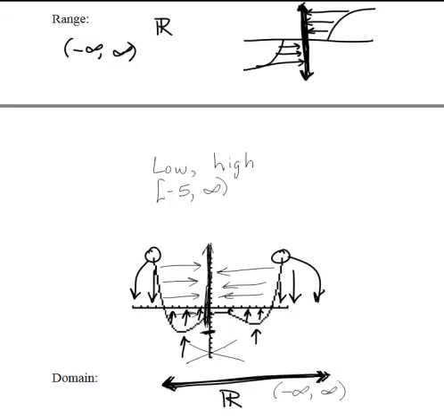There's nothing below negative 5. So again, you think of that graph as a piece of wire, and you push it over to the y-axis and ask what part of the y-axis is covered. That is our range.